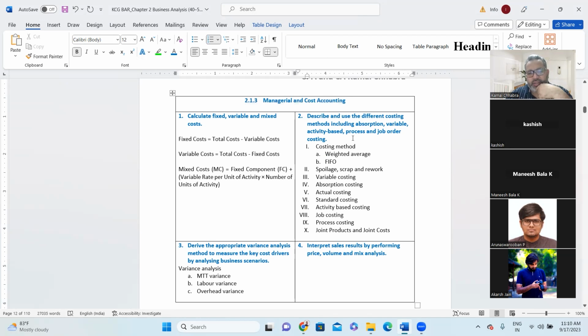Then the second topic is a very big one. The second topic is about describing and use of different costing methods, including absorption costing, variable costing, activity-based costing, process costing, and job order costing. In that, we'll be understanding about costing method, weighted average method, and FIFO method. Then we'll be understanding about spoilage, scrap, or rework items. Then variable costing, absorption costing, actual costing, standard costing, activity-based costing, job costing, process costing, and the last one is joint product and joint cost. So these are 10 topics we'll be covering in this second main topic.